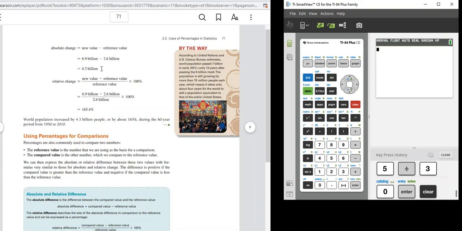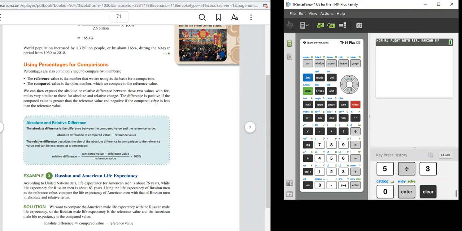They're not asking for percent of increase, right? My relative change, they say, because if we did relative change, we would have 4.3 divided by the 2.6. That's not what they're doing. Well, actually, I'm sorry, they switched these around. The new value minus the reference value, all divided by the reference value. And they got this absolute change of 4.3 divided by the amount. So they are calling this percent of increase.